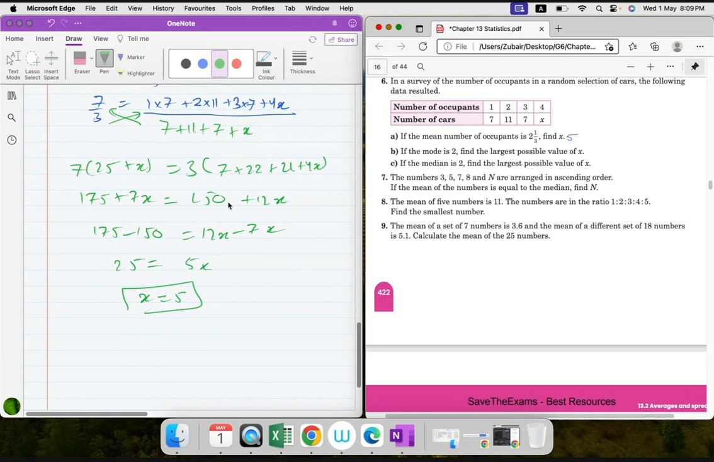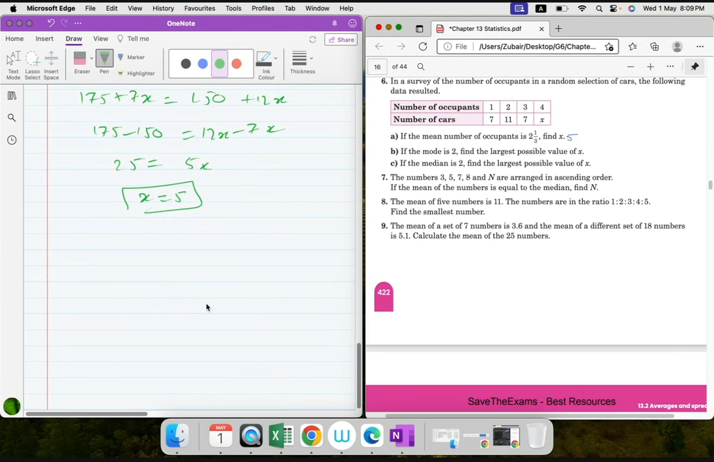B part says if the mode is 2, find the largest possible value of x. Now we have to make this 2. So x cannot have a frequency of 11 or more than 11. So the largest possible value for x could be 10. Any objection? No, sir.